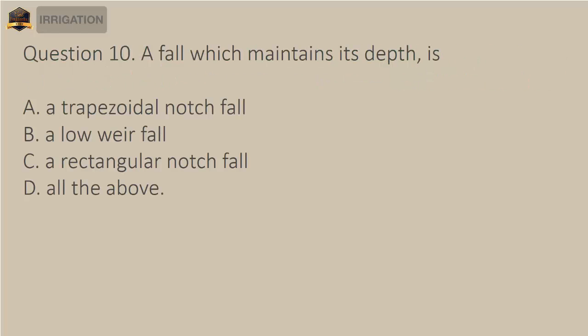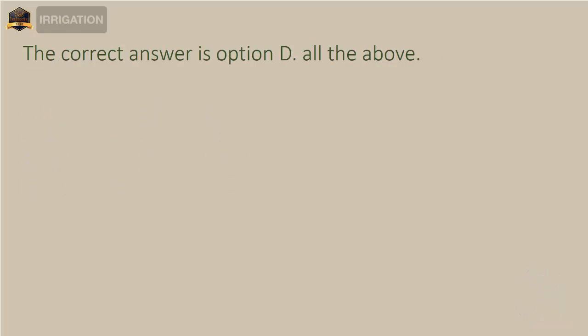Question 10. A fall which maintains its depth is A. A trapezoidal notch fall. B. A low-weir fall. C. A rectangular notch fall. D. All the above. The correct answer is option D, all the above.